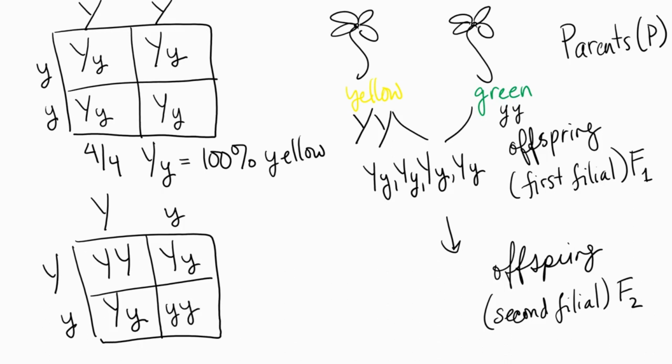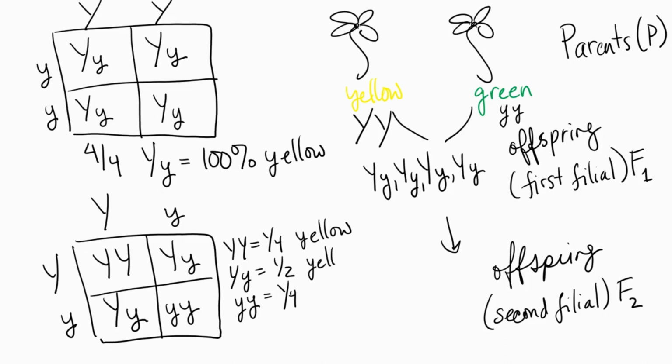So we have a little bit more variability happening. We have 2 capitals, so 2 dominant, and that's definitely going to be yellow, and that's 1 out of 4 boxes. We have capital and lowercase, and that's 2 out of 4 boxes, which is also a half. And then we have little y and little y, which is 1 out of 4 boxes. So we have yellow, and then for the second one, because there's a capital Y there, it's another yellow. And then we have 1 green one because we have 2 recessive.